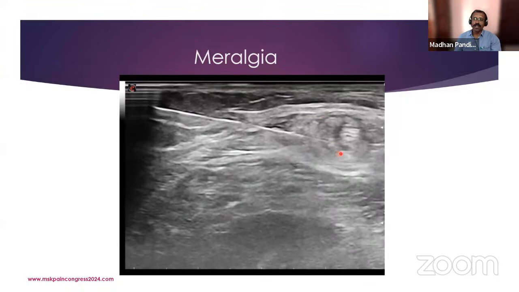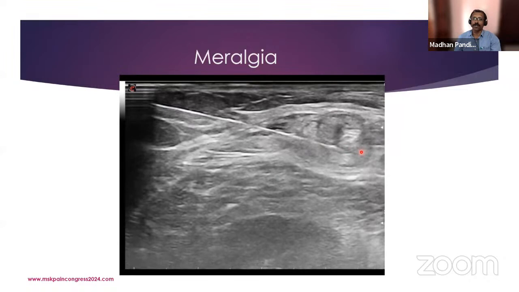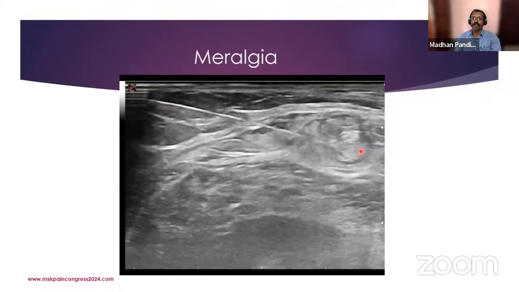See here, do not use steroids for this injection. Always use 5% dextrose. For beginners, it might look a little bit meaningless to inject 5% dextrose always, but it is one of the most efficient ones for treating entrapment syndromes.